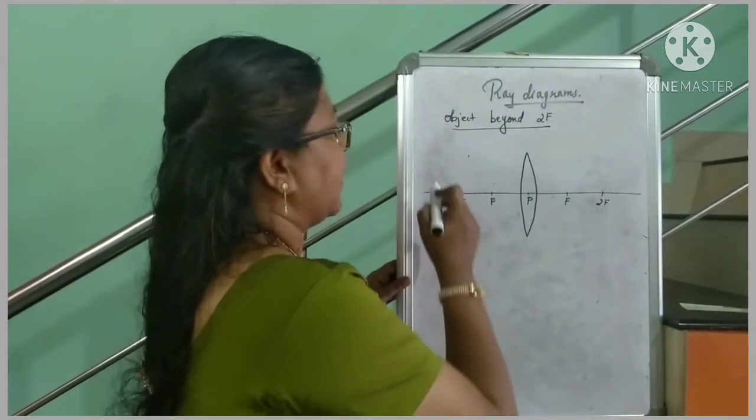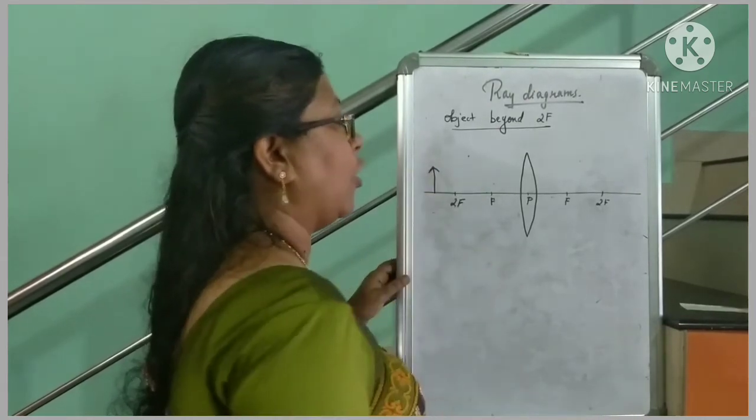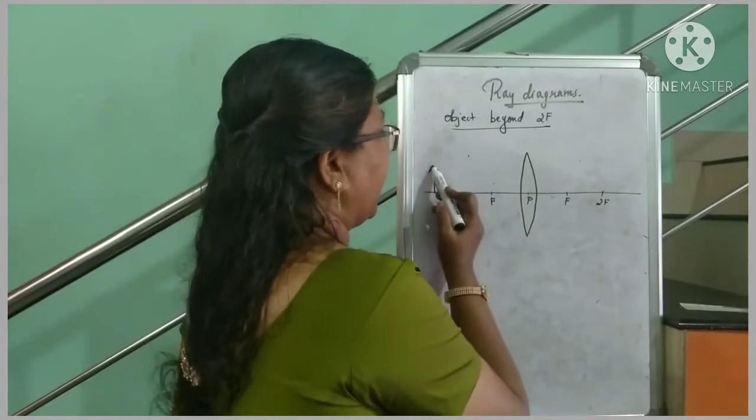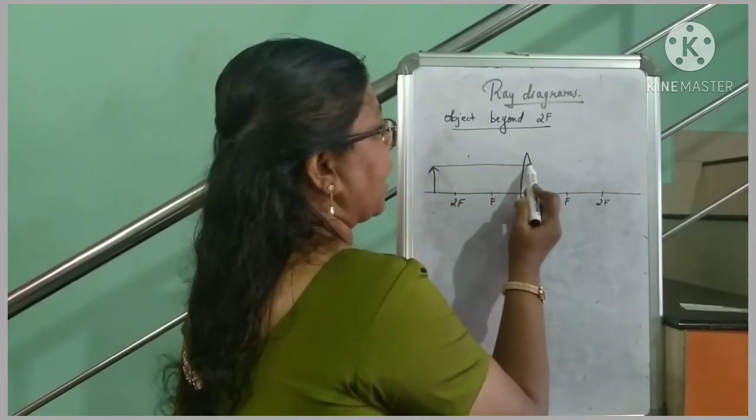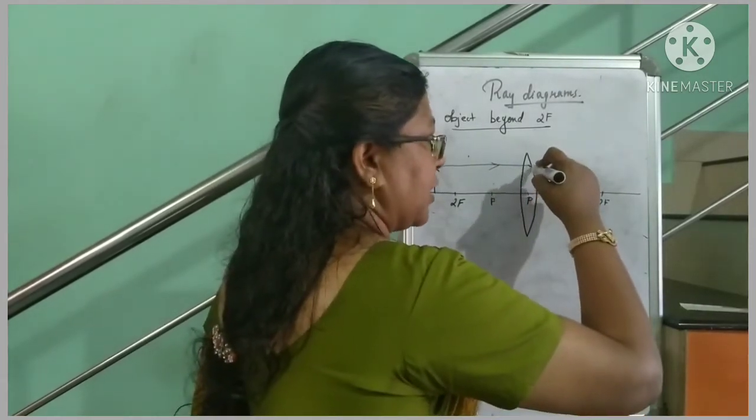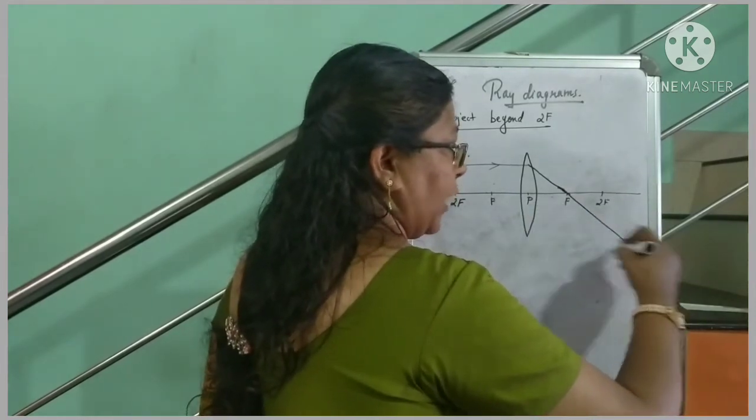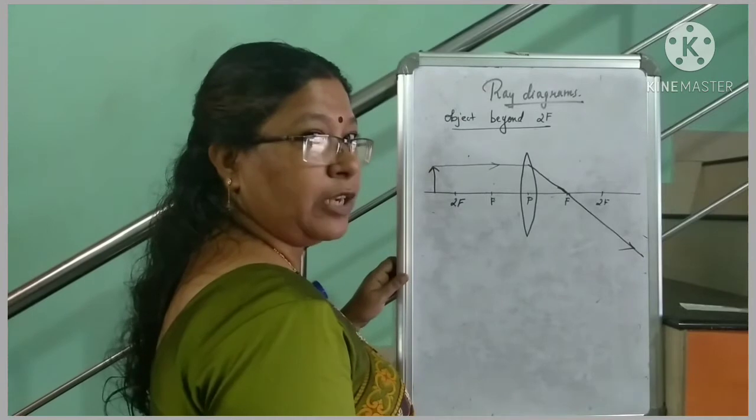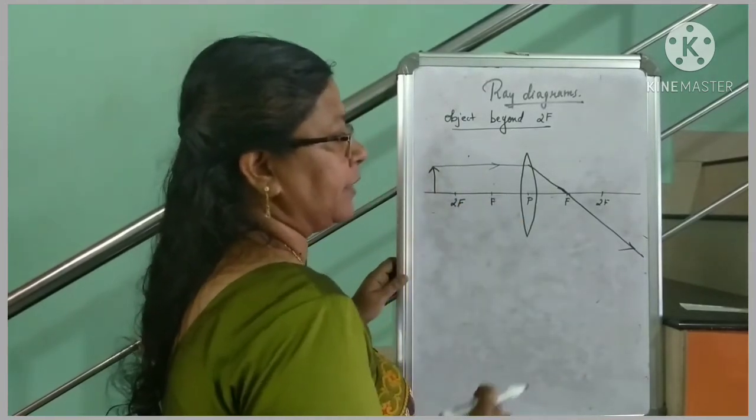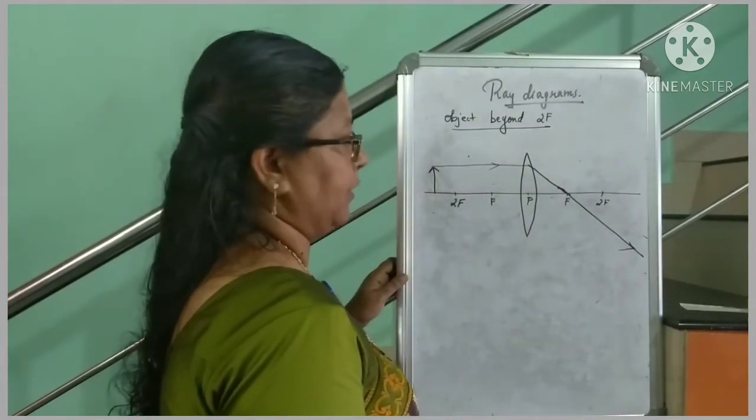So the first one is an object is kept beyond 2F. So this is the object. So how will you draw? A ray of light falling parallel to the principal axis after refraction passes through the principal focus. So that is one rule.